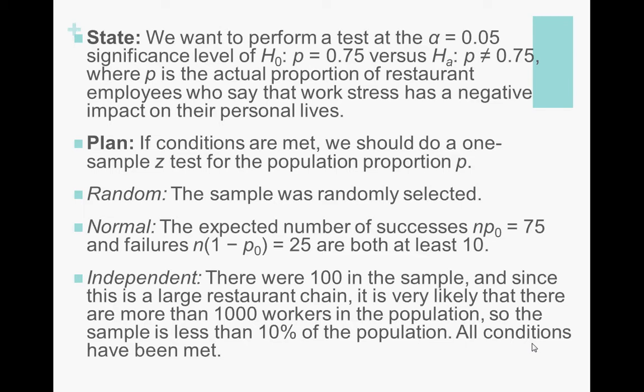If there were 100 in the sample, since this is a fairly large restaurant chain, what I should have written here is that it is very likely there are more than 1,000 workers, but I need to show 10 times 100 equals 1,000. So the sample is less than 10% of the population. All the conditions have been met, so let's run our test.